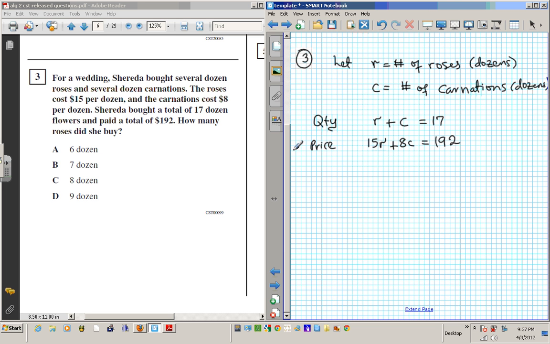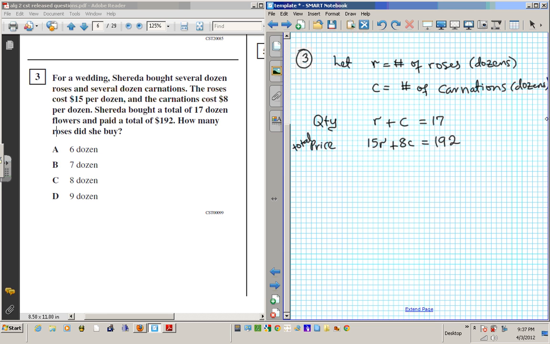All right, total price. Now we can solve this. What do we want to solve for? We can solve for R or C, but let's look at the question. What does the question ask for? It asks for roses, so we're basically looking for R. So let's solve for R. There are two ways of solving this, elimination or substitution, but how about we just eliminate C and get R, and that will be our final answer. So I'm going to use elimination here to solve this.